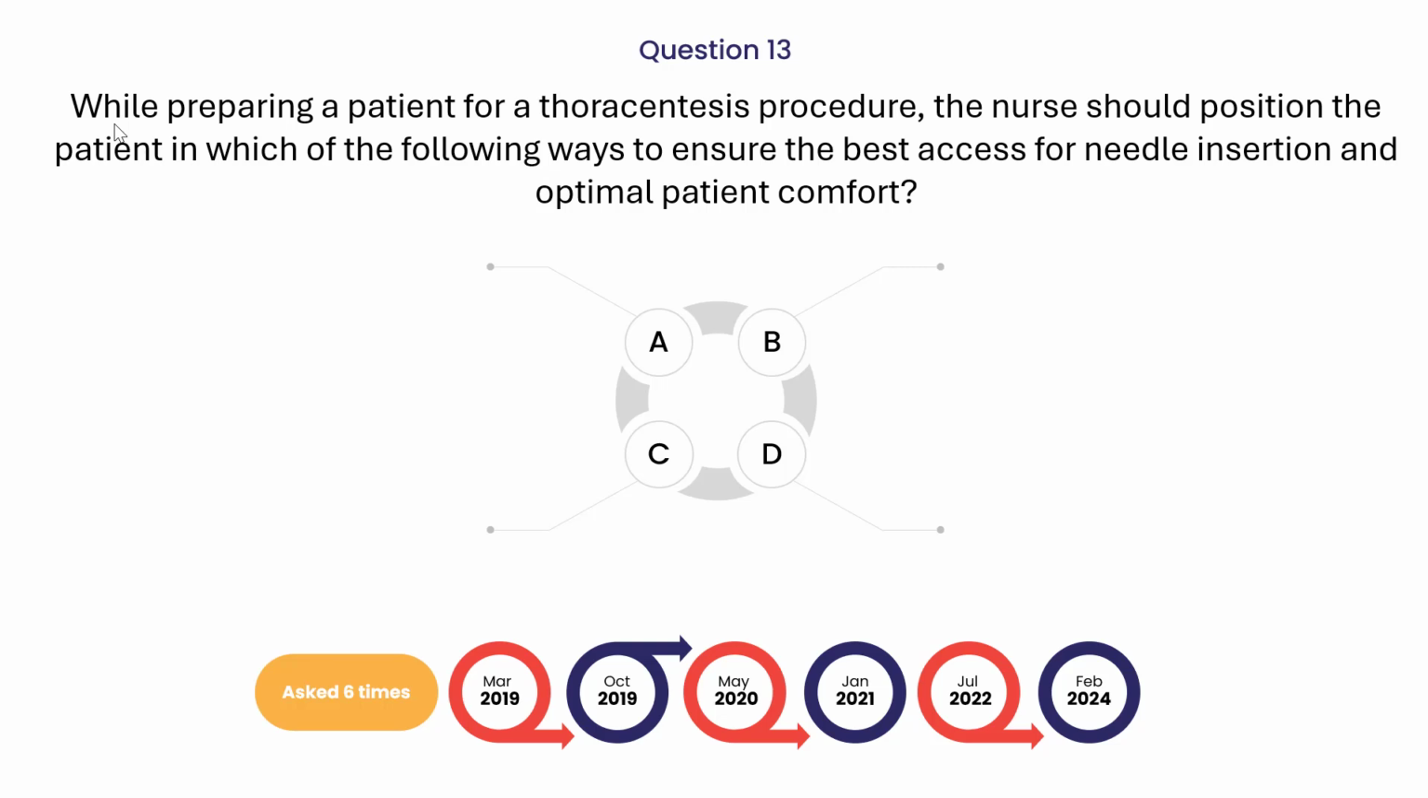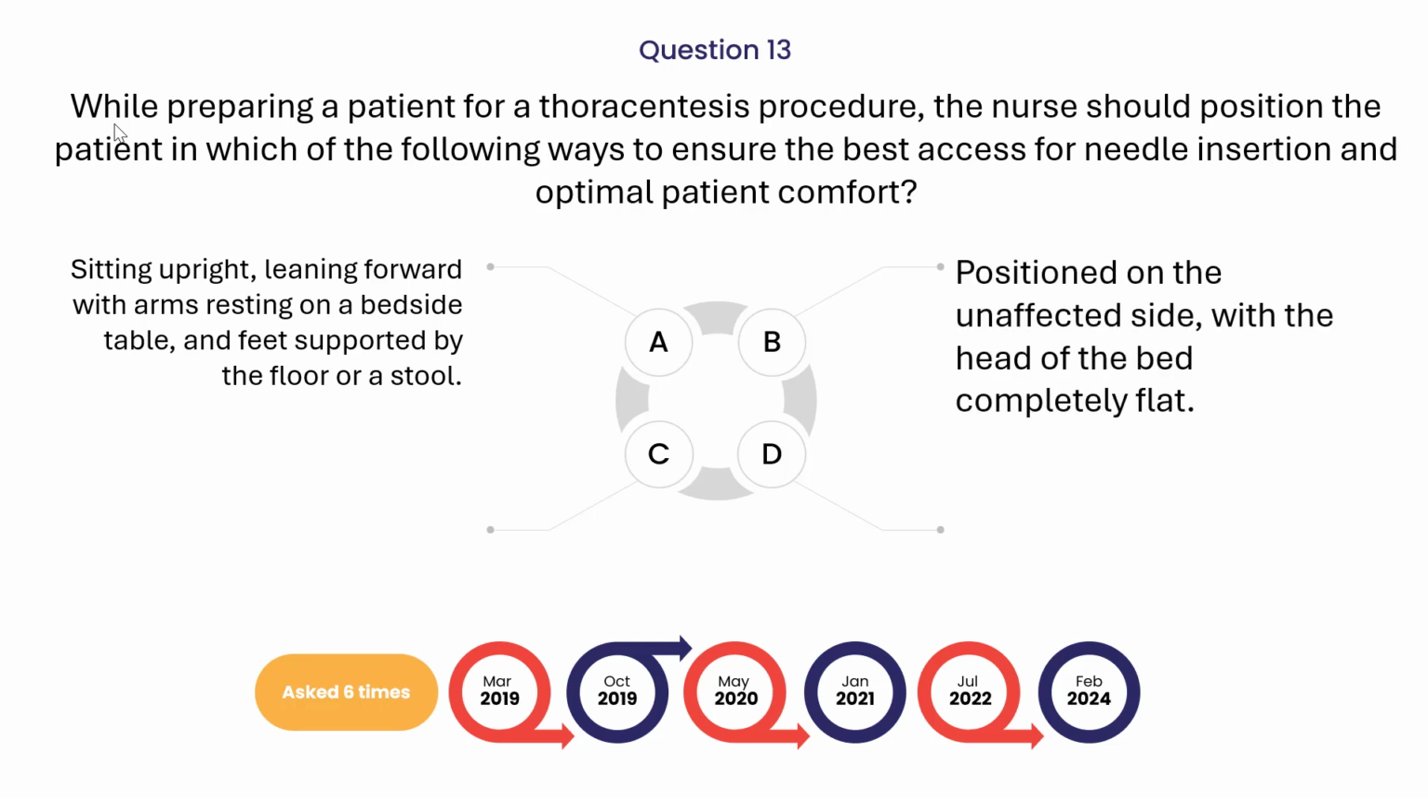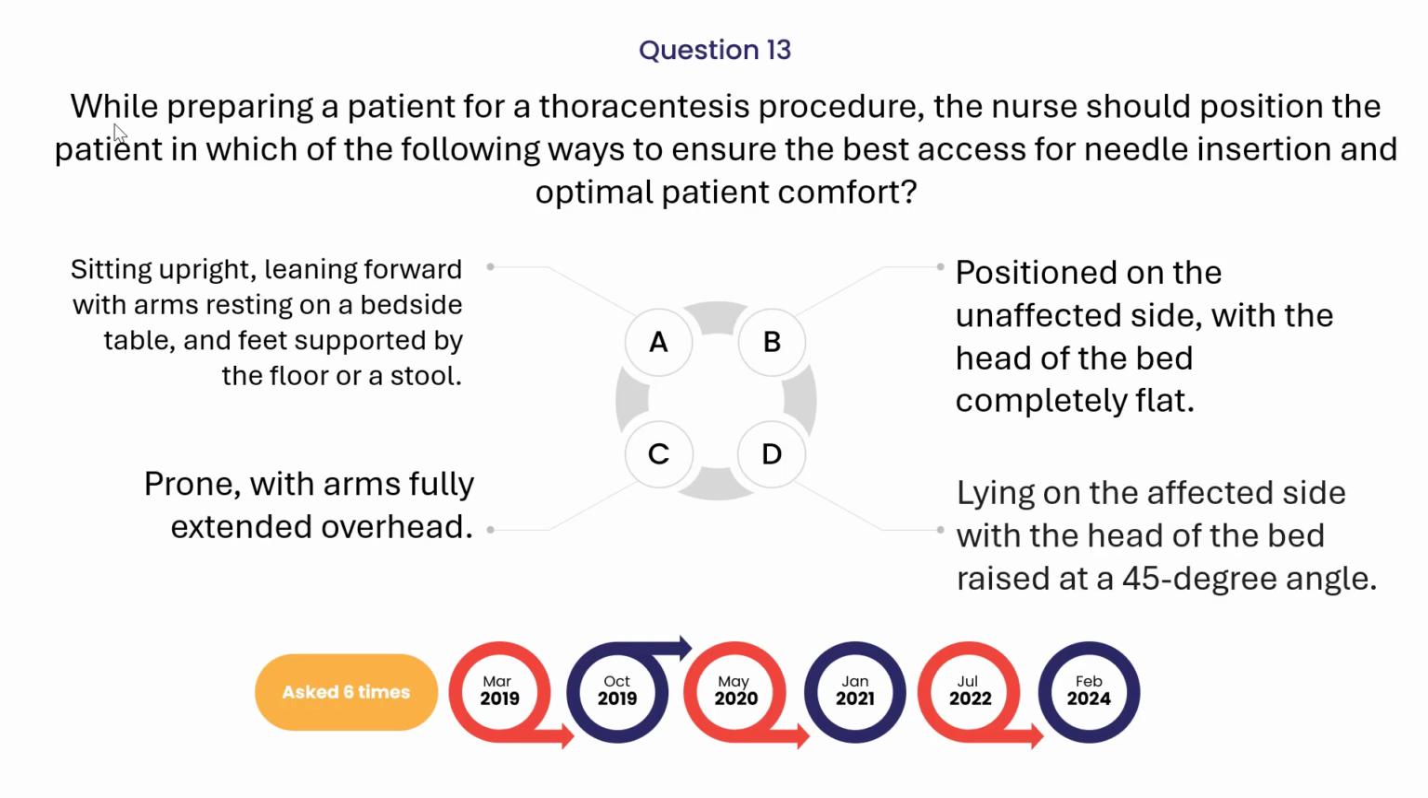A. Sitting upright, leaning forward with arms resting on a bedside table and feet supported by the floor or a stool. B. Positioned on the unaffected side, with the head of the bed completely flat. C. Prone, with arms fully extended overhead. D. Lying on the affected side with the head of the bed raised at a 45-degree angle. The correct answer is A.